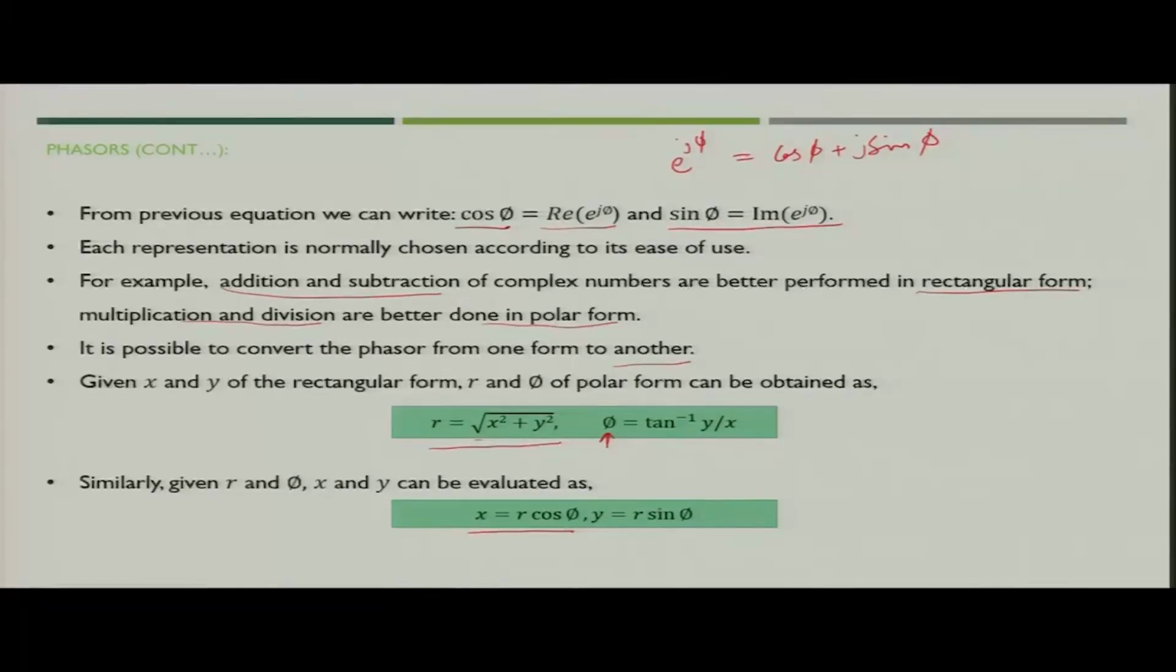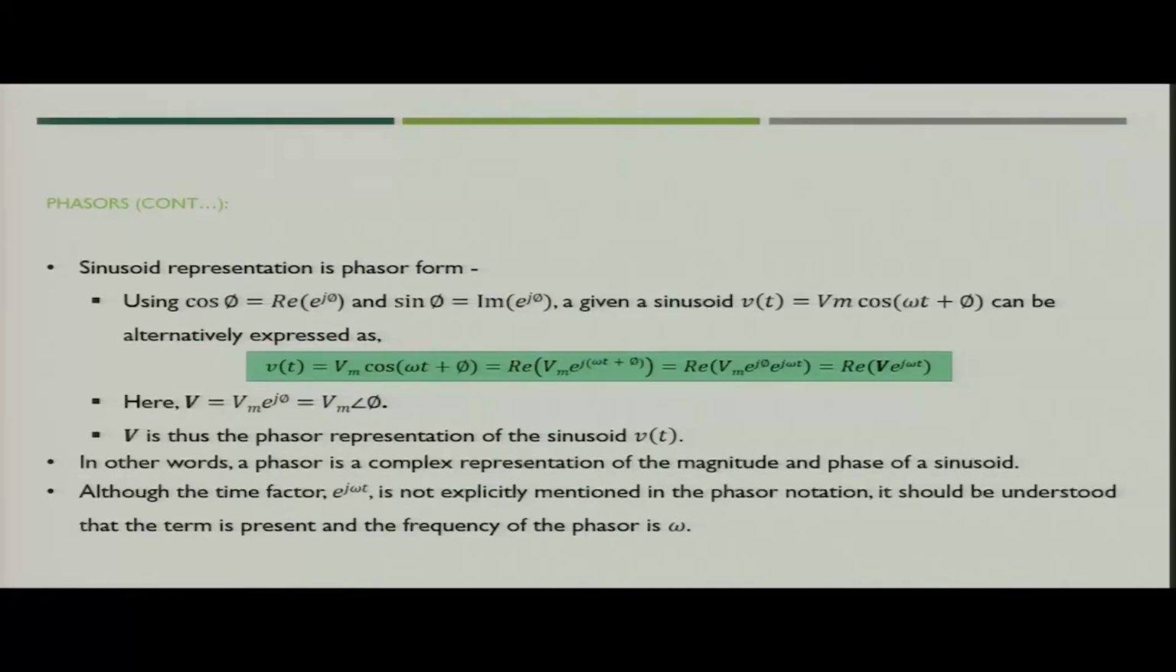Now, how will you represent a sinusoid in phasor form? Because this is a very important aspect of our circuit analysis, we have to understand it carefully. Cos phi is nothing but the real part of e to the power j phi, and sin phi is the imaginary part of e to the power j phi. So, we will use them for a given sinusoid, that is v(t) equal to V m cos(omega t plus phi), and convert it into phasor form.